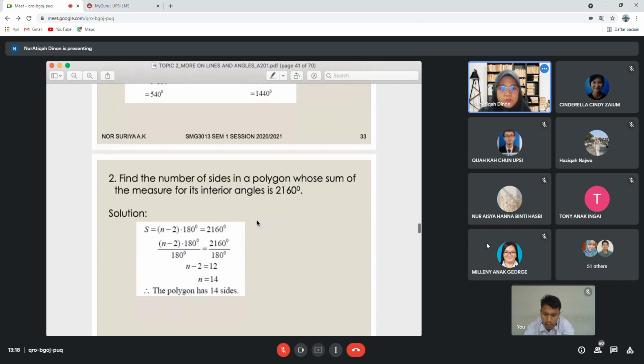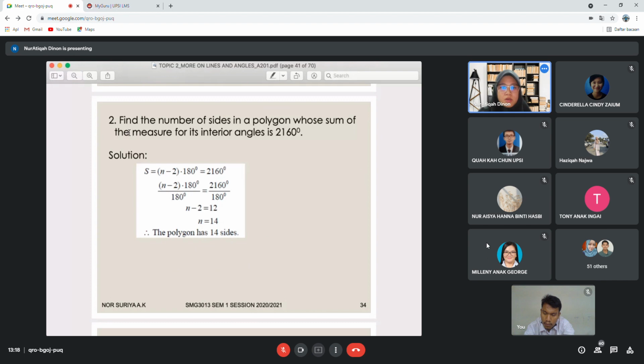Okay, next. In this part, we want to find the number of sides in a polygon whose sum of the measures of its interior angles is 2160 degrees. So this time they give the value of S, and they want us to find n. So we put S equals 2160 degrees, and we need to find the value of n here. I think you know how to do this. It's easy. And then you will get n equals 14. So therefore the polygon has 14 sides.